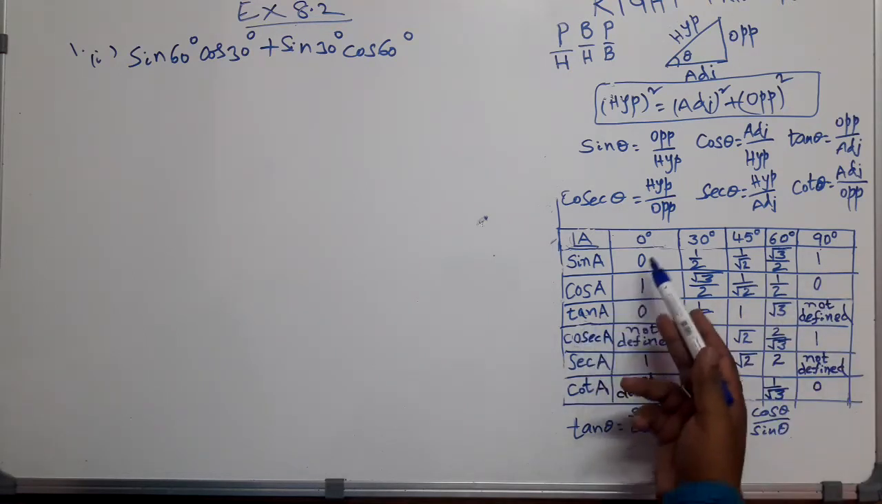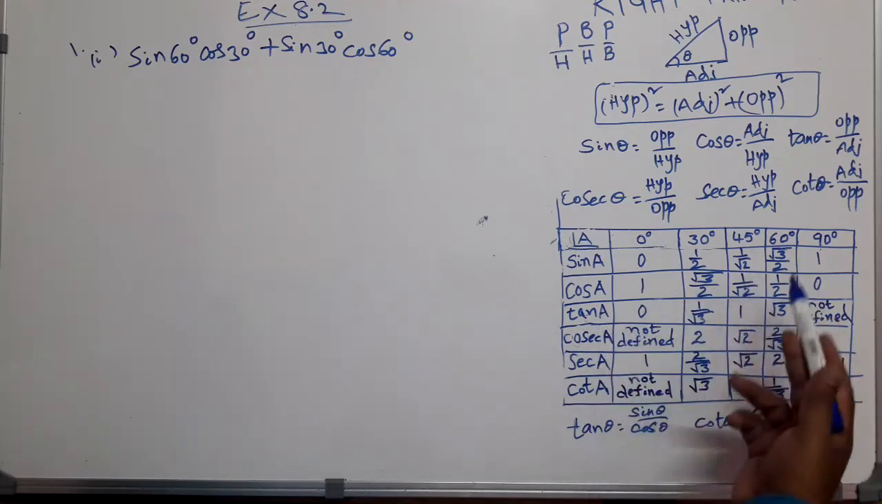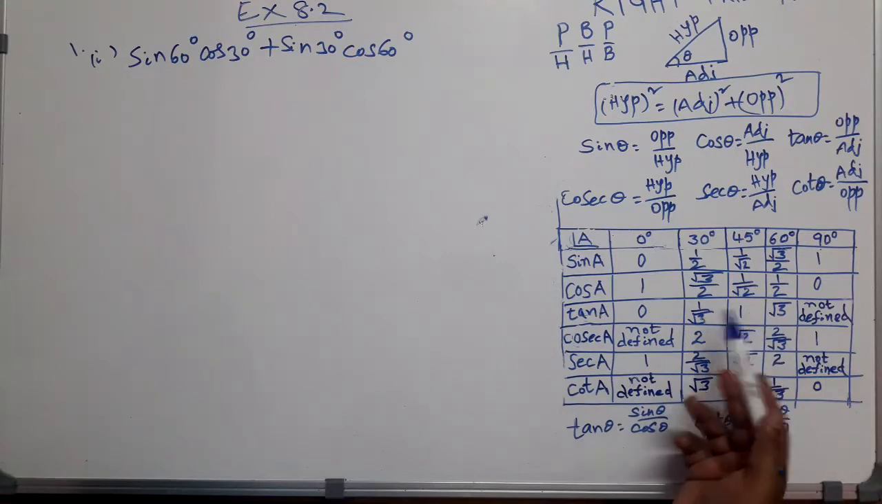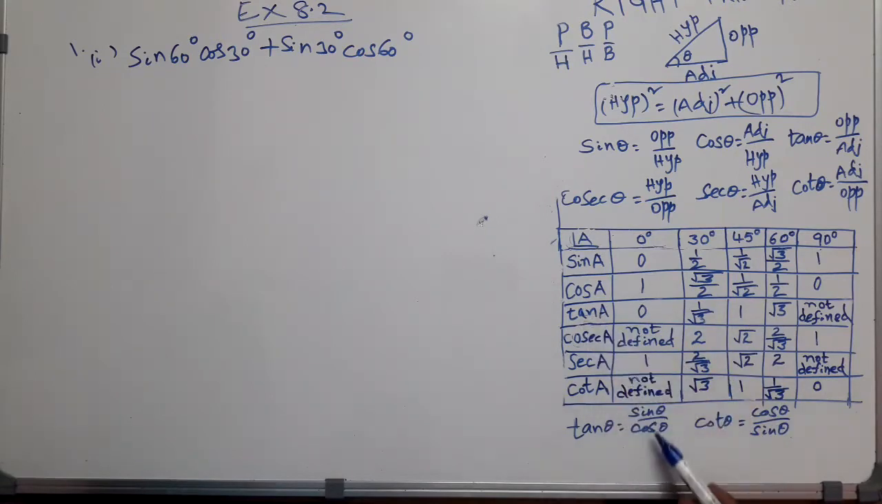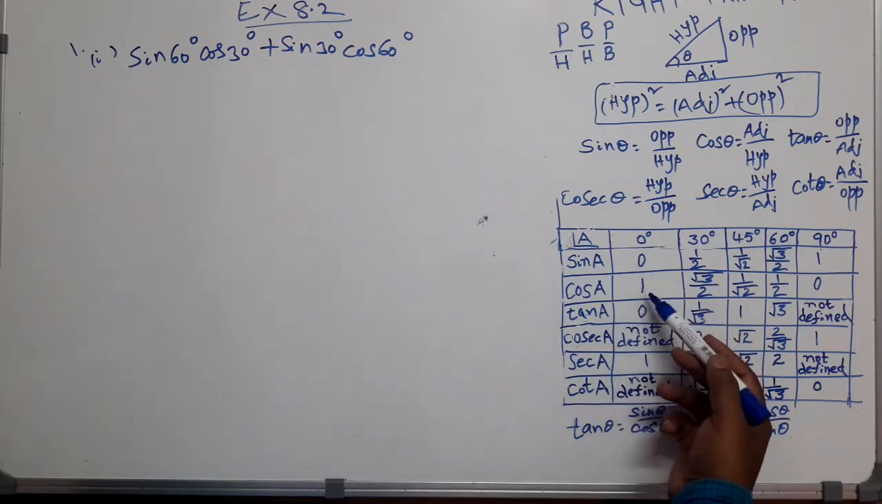In the same way, tan 0 degrees is 0. Tan 30 degrees is 1 by root 3. Tan 45 degrees is 1. Tan 60 degrees is root 3. Tan 90 degrees is not defined. How will you see this? Tan theta is sin theta by cos theta. This by this is this, right? 0 by 1 is 0.